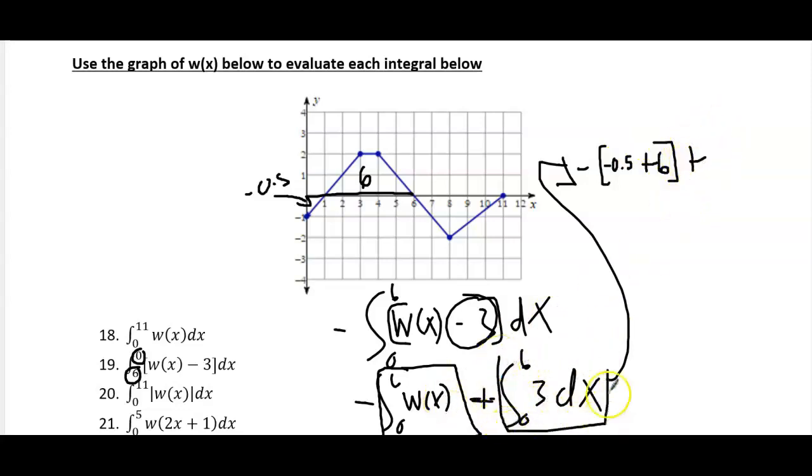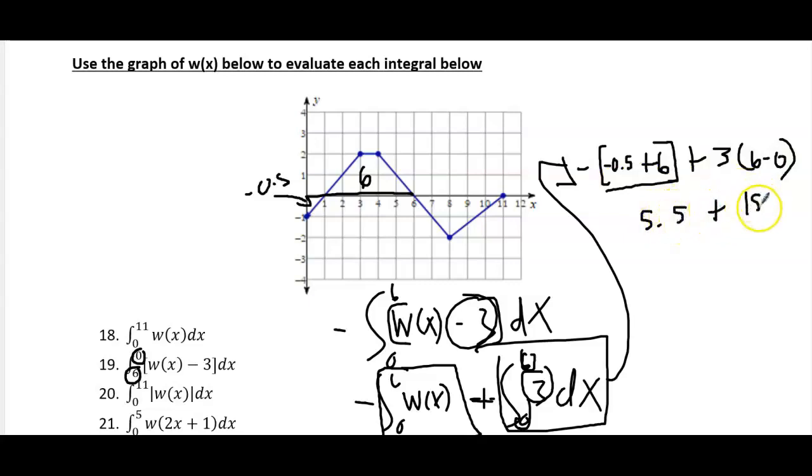And we have a property for this. Anytime you're integrating a constant, you're going to take this number and multiply it by the difference of the top number and the bottom number. So let's simplify it. This comes out to be 5.5. This comes out to be 18. And so the final answer here will be 23.5.